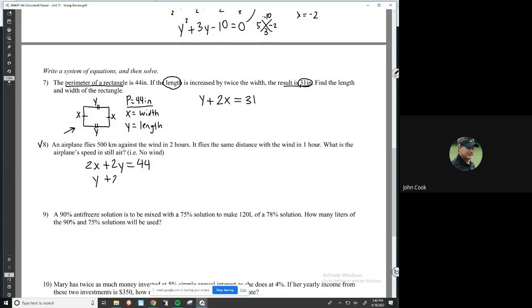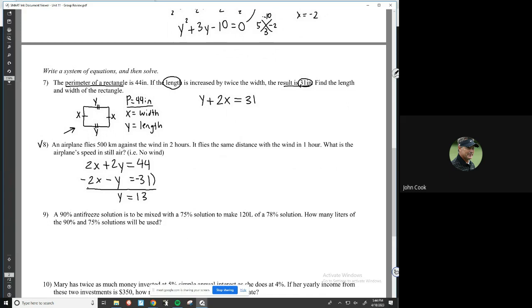y plus 2x equals 31. Maybe I'd rearrange these to 2x plus y equals 31. This is probably a prime candidate for elimination. So I'd subtract the bottom equation from the top equation. And here's what I get. Let's distribute the negatives in there. So a negative 2x, a negative y, and a negative 31. Add them up and we get 0x and 1y, and 44 minus 31 gives me 13. So 0x goes away.